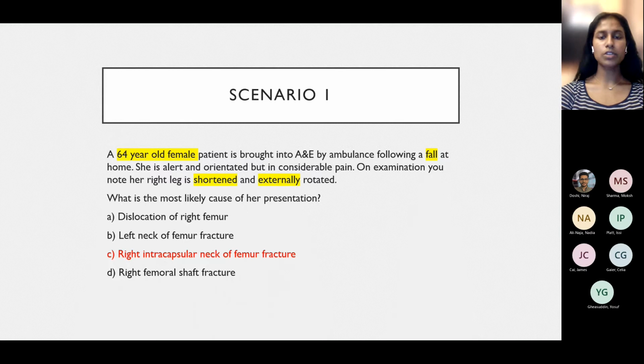Osteoporosis, exactly. High risk of osteoporosis. Thank you, Nadia. Brilliant. The fact that she had a fall is another risk factor there. And like you were saying, Nadia, earlier, shortened and externally rotated. That's a classic. If you see those two words, your neck of femur fracture alarm bells need to start ringing.